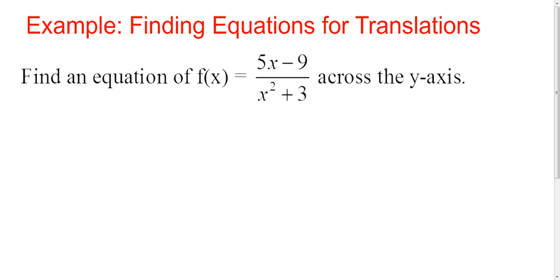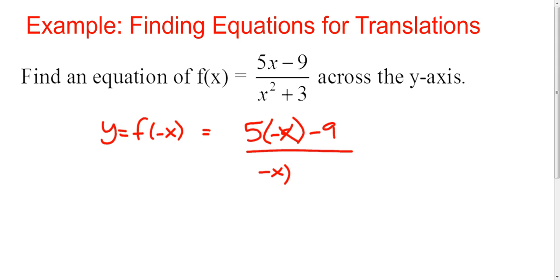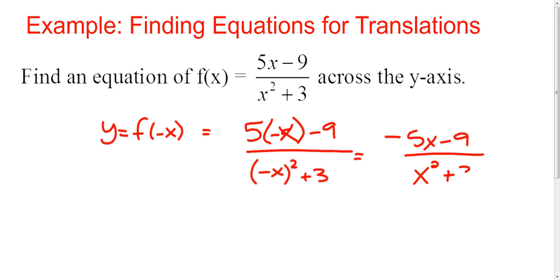Okay, if we want to flip it across the y-axis, we take each individual x and change its sign. So it would become this: 5 times negative x minus 9 over negative x squared plus 3. Well, 5 times negative x is negative 5x minus 9. On the bottom, when you take a negative x and you square it, taking a negative and squaring it is going to make it positive, so it just becomes x squared plus 3.